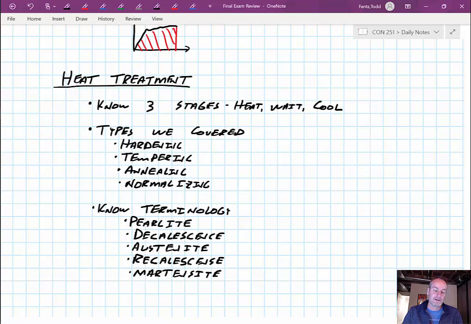Some terminology within this heat treatment process: pearlite, the decalescence point, austenite, recalescence point, and martensite. So what do those mean as far as the heat treatment?